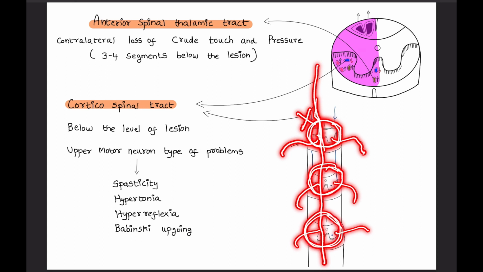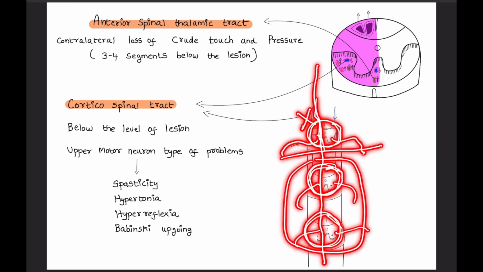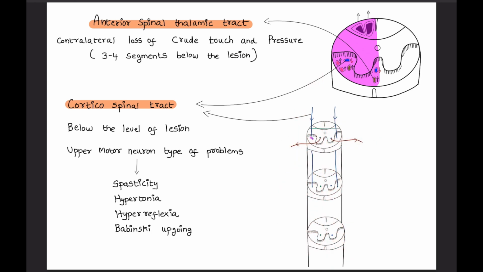So these spinal cord segments will have upper motor neuron type of problems. Below the level of lesion, the spinal cord segments will have upper motor neuron type of problems, that is spasticity, hypertonia, hyperreflexia and Babinski sign, which is upgoing.